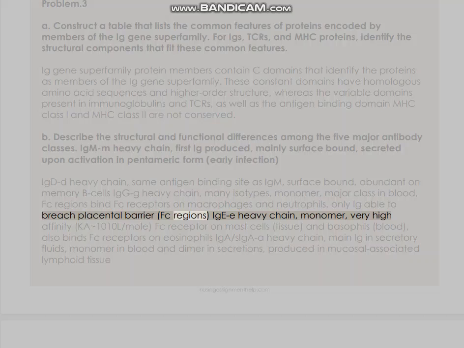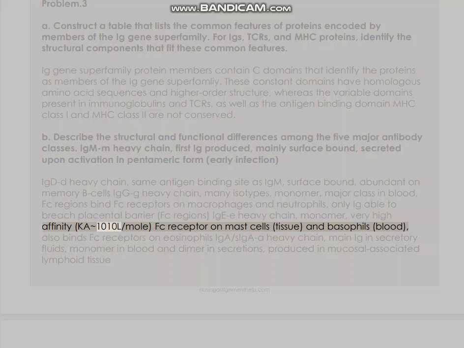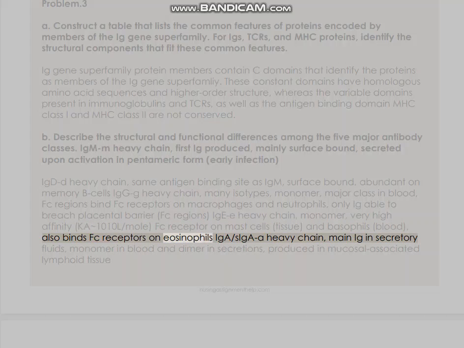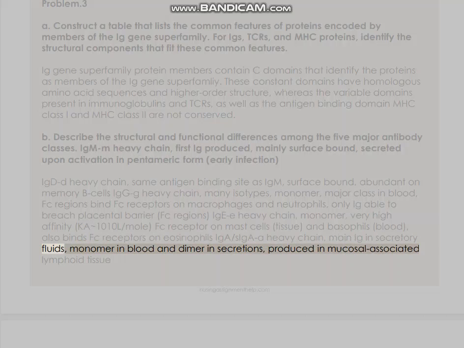IgE heavy chain, monomer, very high affinity, Ka 10^10 L/mol. Fc receptor on mast cells, tissue, and basophils, blood, also binds Fc receptors on eosinophils. IgA/SIgA heavy chain, main Ig in secretory fluids. Monomer in blood and dimer in secretions, produced in mucosal-associated lymphoid tissue.